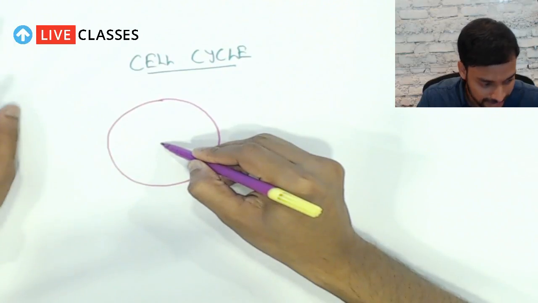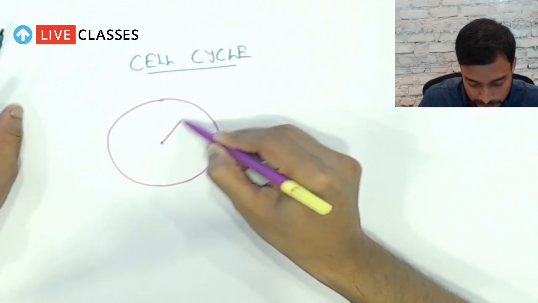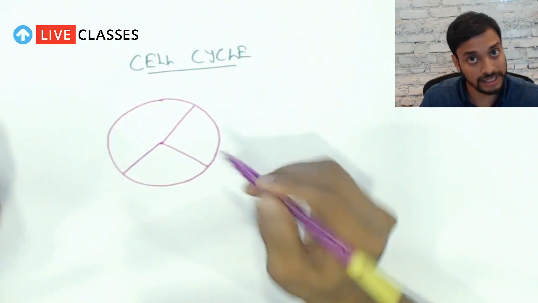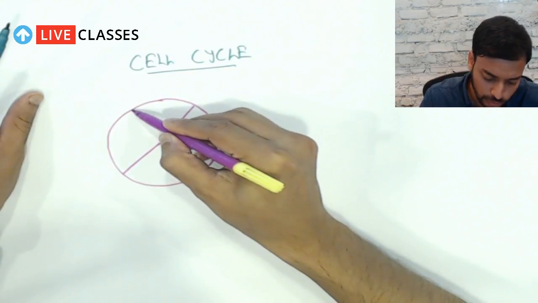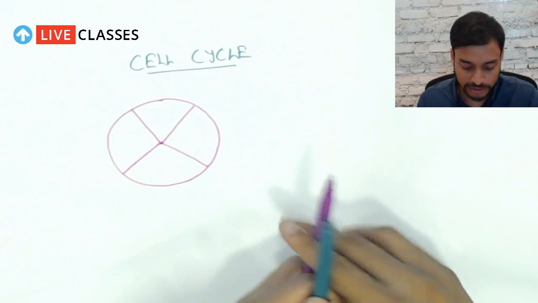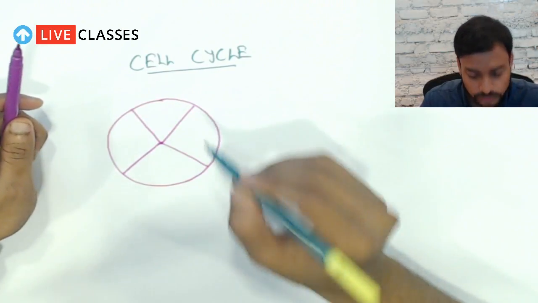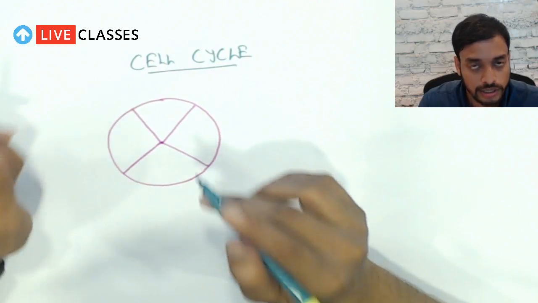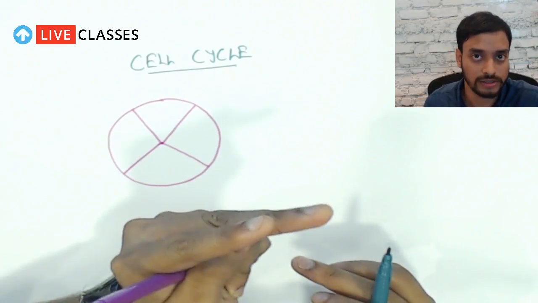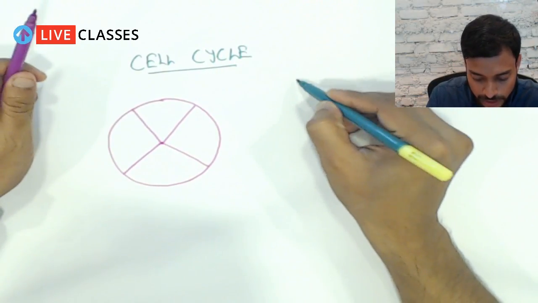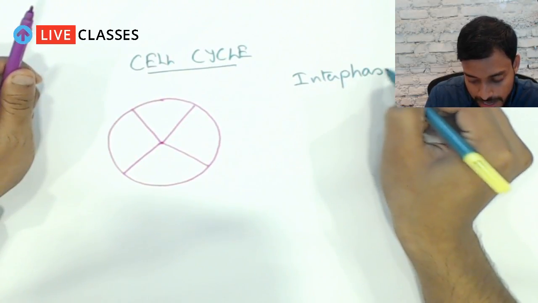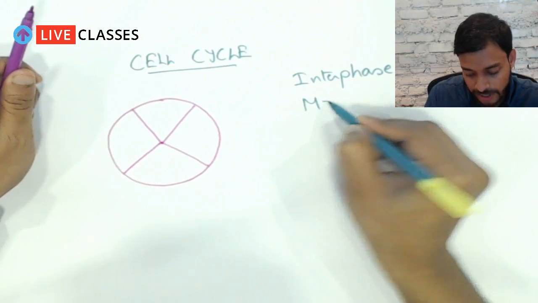Now I can divide this into several stages. Let me divide it. And this diagram, please take a note on this diagram, because very often during your board examinations and class examinations, these diagrams are asked. So we'll see the different stages. Basically this cell cycle process is divided into two phases. Remember it. The first phase is known as the interphase, and the second is known as the M phase.